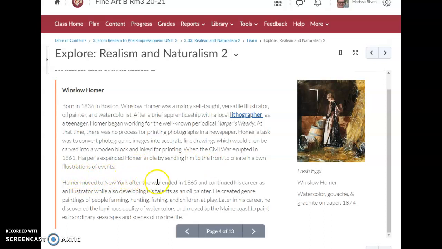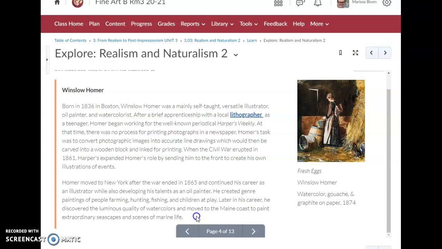Homer moved to New York after the war ended in 1865 and continued his career as an illustrator while also developing his talents as an oil painter. He created genre paintings of people farming, hunting, fishing, and children at play. Later in his career, he discovered the luminous quality of watercolors and moved to the Maine coast to paint extraordinary seascapes and scenes of marine life.